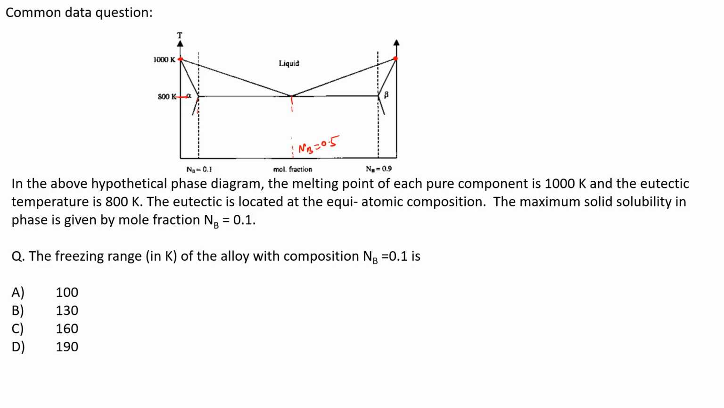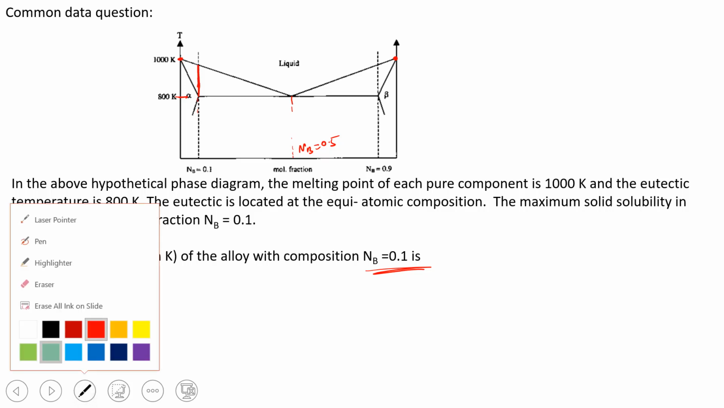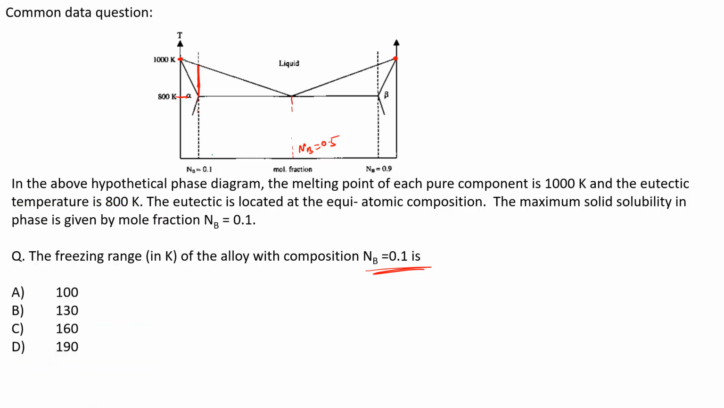The freezing range in Kelvin of the alloy with composition Nb equal to 0.1. So what is the freezing range? Freezing range is over here, right? See, this is a very symmetrical phase diagram, so we can take this triangle and try to understand what is happening over here.